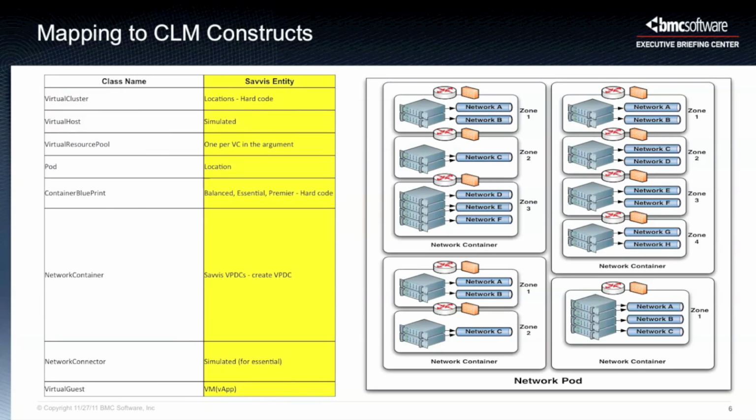To map it to the Savvis world, what we have done, since we do not have access to your physical pods, we have mapped your Savvis's location to our pods. We have mapped our network container blueprints to different types of offerings you have, namely Balanced, Essential, and Premier. And the different tiers you have within your Premier offering is mapped to CLM's zone.